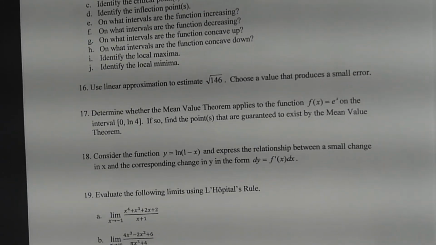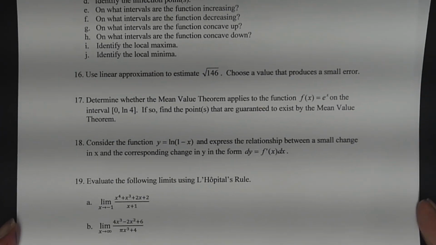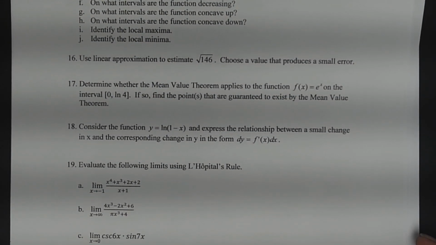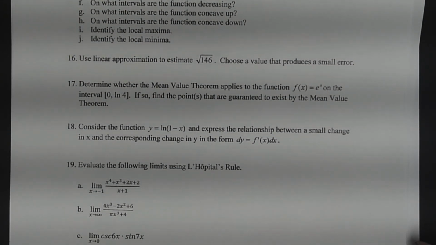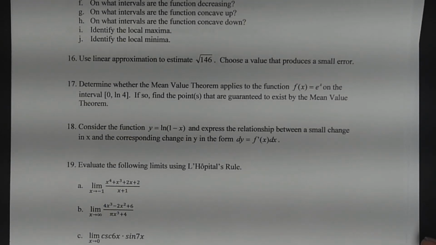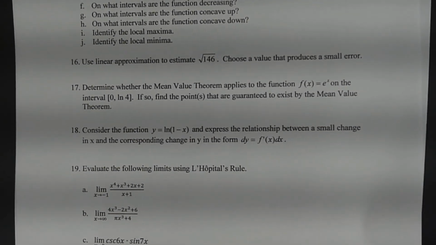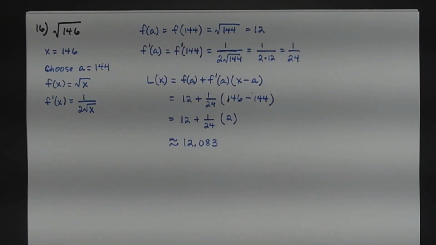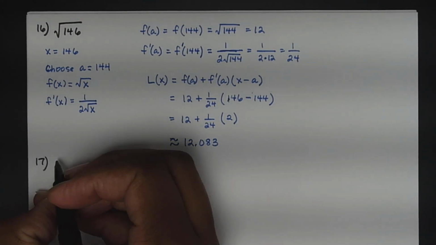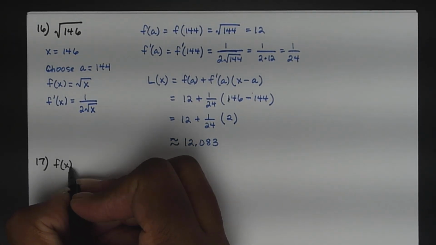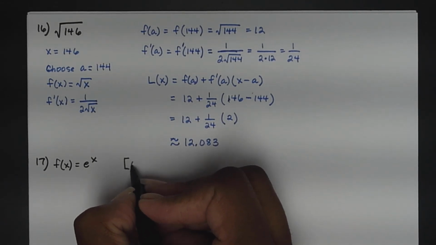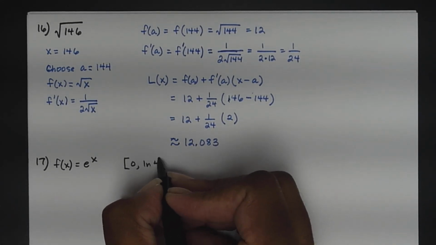In problem 17, we're going to determine whether the mean value theorem applies to the function f of x equals e to the x on the interval from 0 to ln of 4. If so, find the point or points that are guaranteed to exist by the mean value theorem. Okay, so now we got in 17 f of x equaling e to the x. And this is the interval we're dealing with, 0 to the natural logarithm of 4.